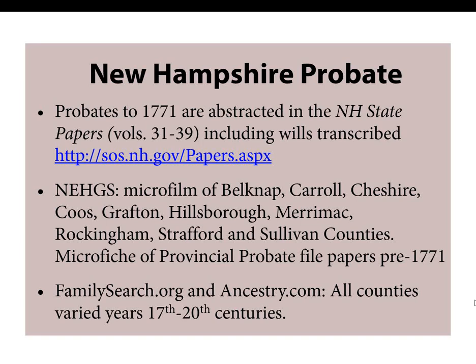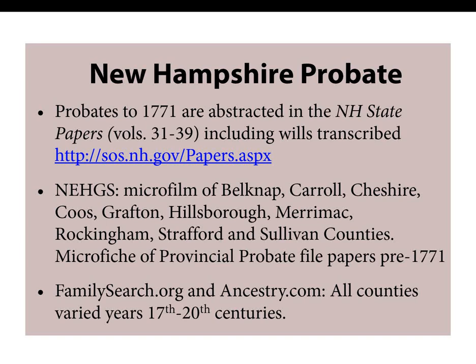The NEHGS microfilm that we have is for the following counties that run from Belknap all the way down to Sullivan. And again, I had mentioned the early provincial probate files. Ironically, they're not on film that we have. We have them on microfiche, and the quality is really good. I have an example of one of those to show you.